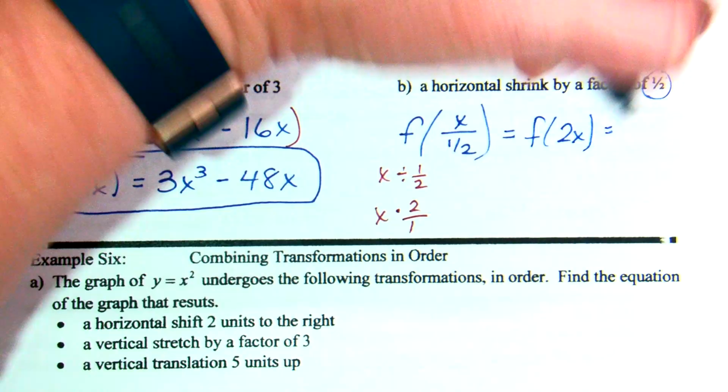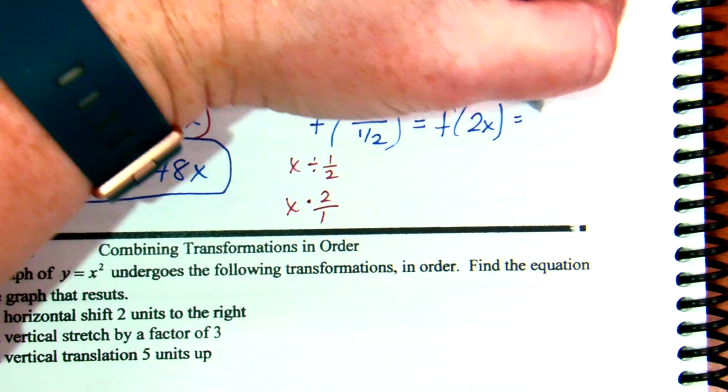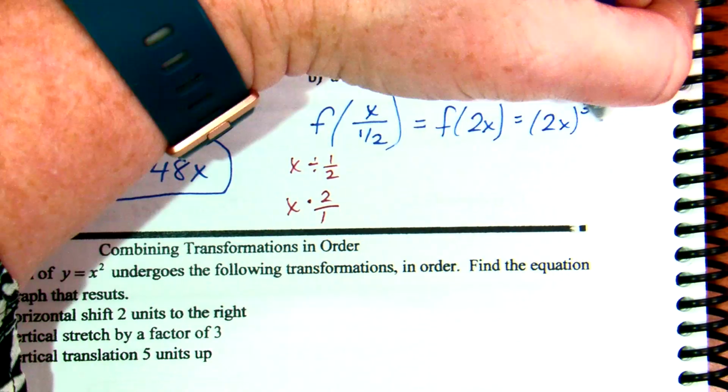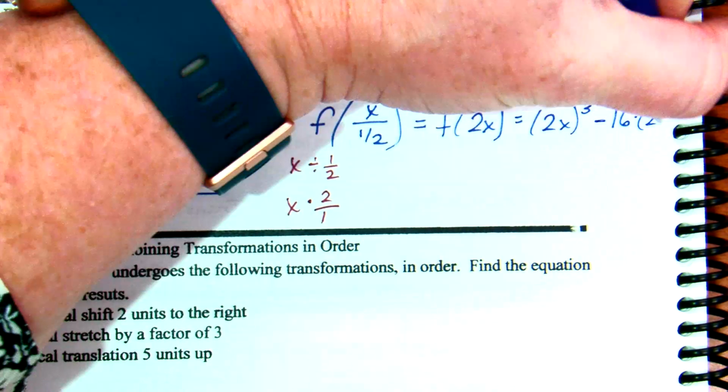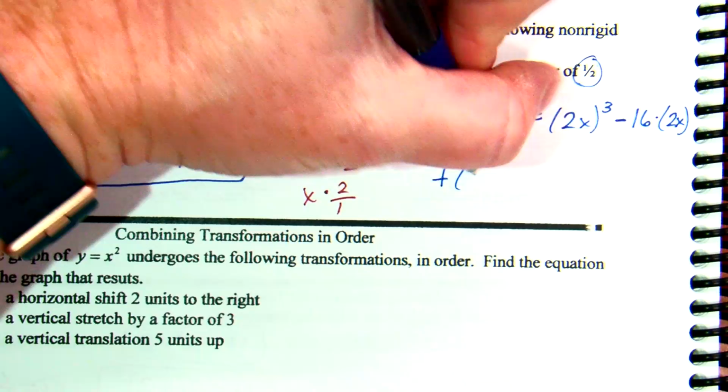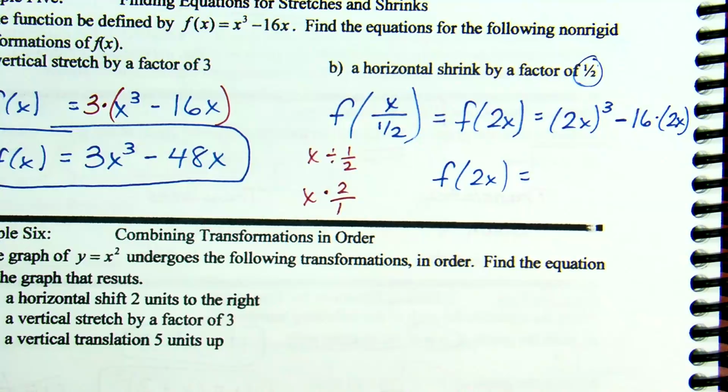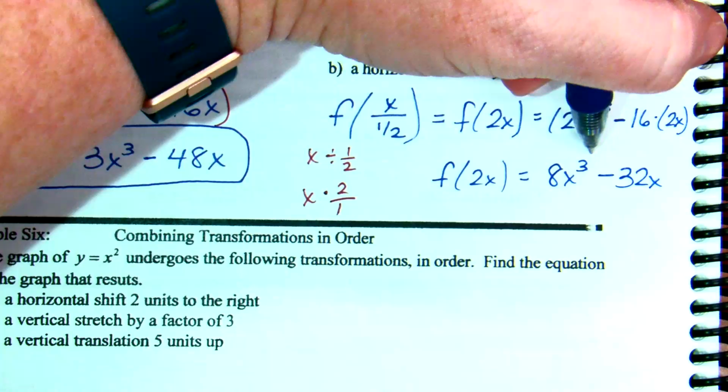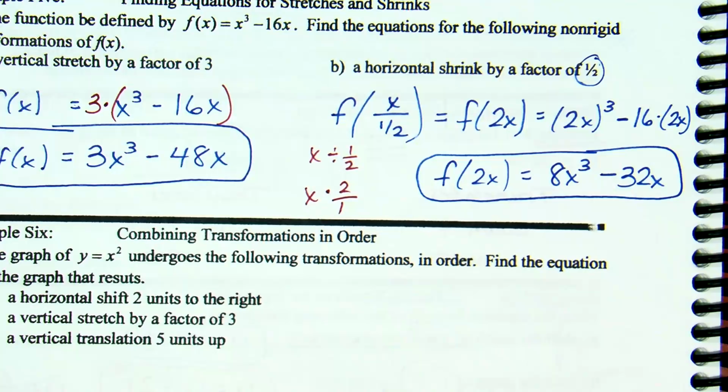So what we can really do is f of 2x. Now, the idea of f of 2x: every place you see an x, replace it with 2x. So my original function is x cubed. Instead of x to the third, we're going to say quantity 2x to the third. Instead of minus 16 times x, it's going to be minus 16 times 2x. So now, if we clean this up, 2x to the third is 8x to the third, minus 16 times 2x is minus 32x. And that's as far as I can go. They're not like terms, so I can't go any farther.